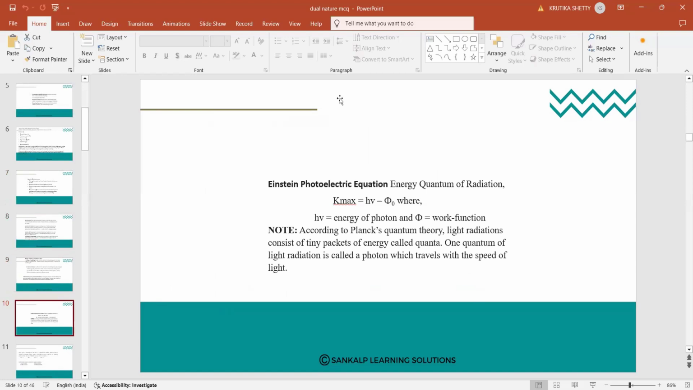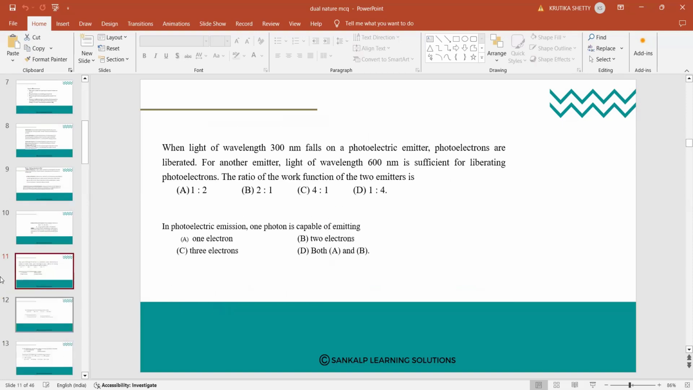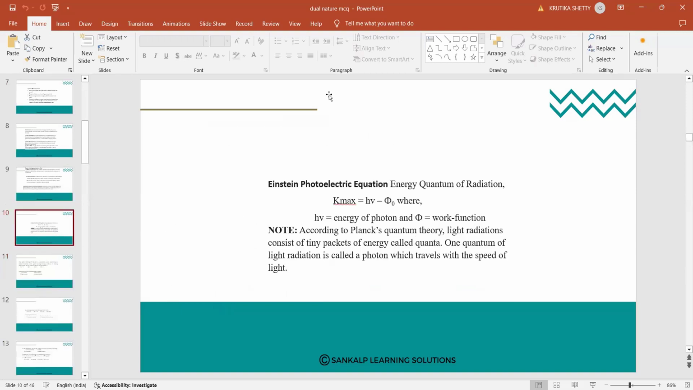So Einstein's equation, you can see here, Einstein's photoelectric equation, that is the kinetic energy max. K max is equal to h nu minus phi naught, where h is Planck's constant, nu is the frequency, phi naught is the work function. Okay, so whichever value they ask, accordingly you can calculate that. That is by using the de Broglie hypothesis.